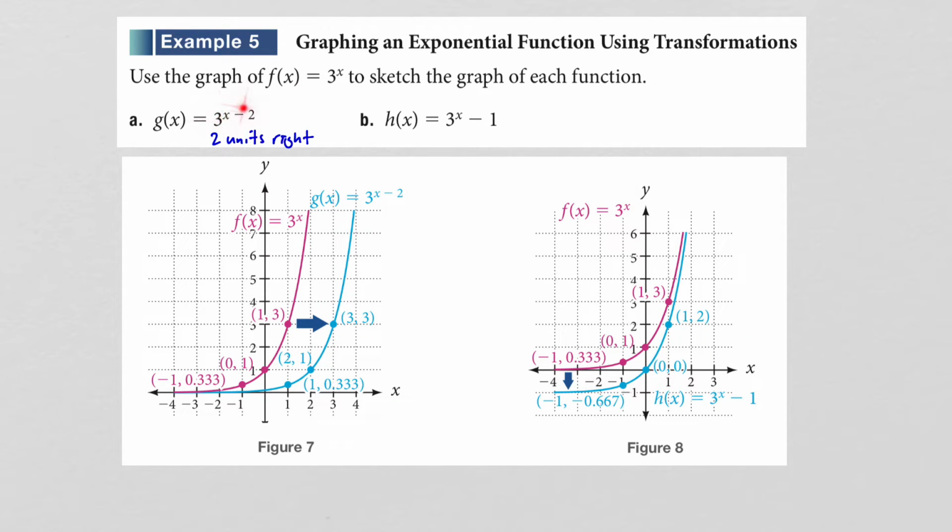Now, can you make a table of values for this and points and all that stuff? Well, of course you can. But the real point here is to understand what the x minus 2 does to the original graph.